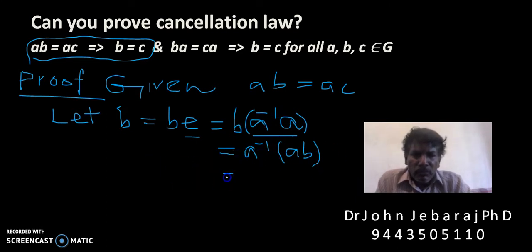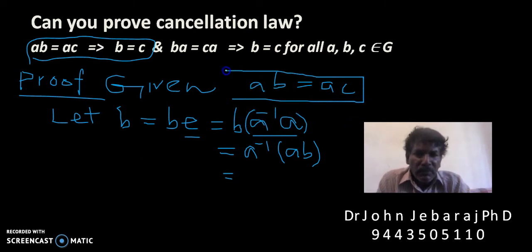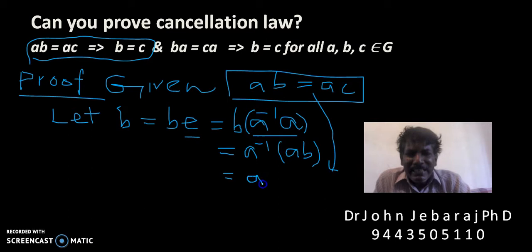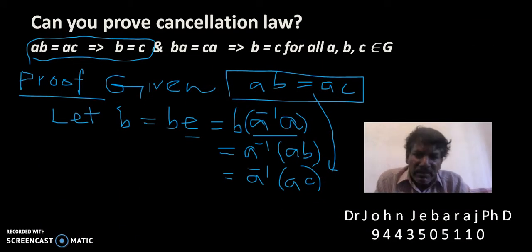Now this equals AB, but we have assumed already that AB is equal to AC. So I can substitute here to get a new structure, A inverse into AC. Why? Because we have assumed that AB is equal to AC, so in the place of AB, we can replace it by AC.